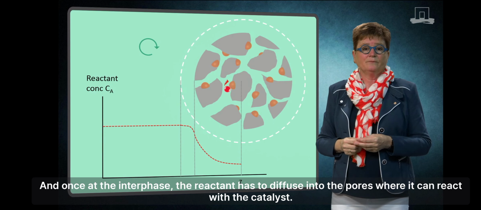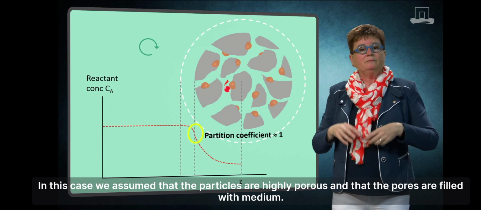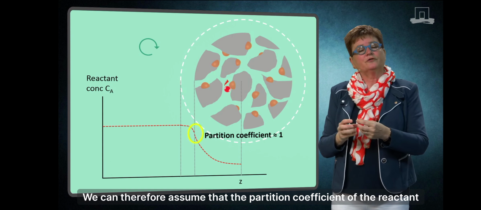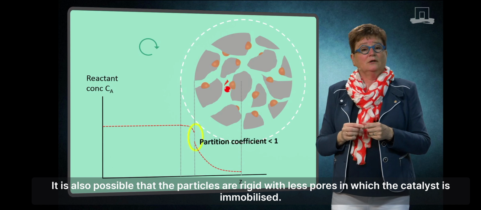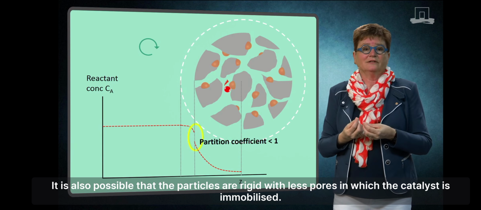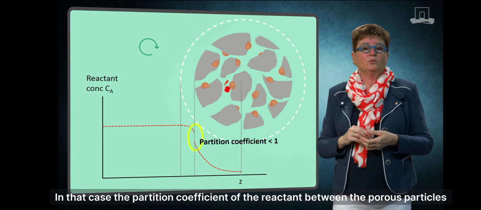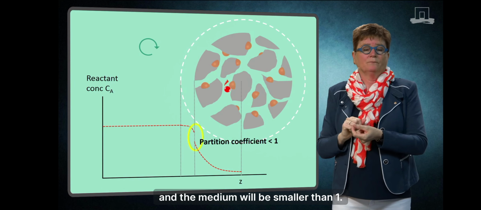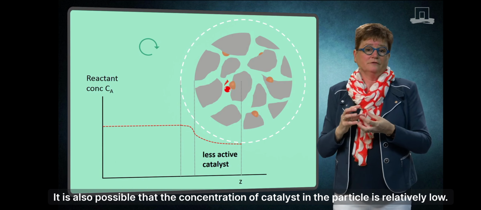And in this case, we assume that the particles are highly porous and that the pores are filled with medium. We can therefore assume that the partition coefficient of the reactant between the gel particles and the medium is close to 1. It's also possible that the particles are rigid, with less pores in which the catalyst is immobilized. Well, in that case, the partition coefficient of the reactant between the porous particles and the medium will be smaller than 1. It's also possible that the concentration of catalyst in the particles is relatively low.